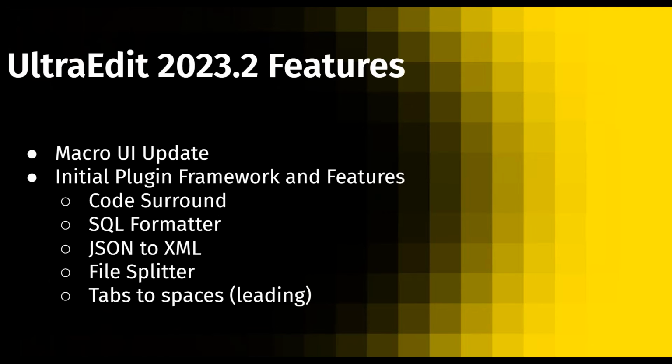So talking about 2023.2. First up, we have our macro UI update. The macro capabilities in Ultraedit have been there for a very long time, and the interface hasn't really changed at all, and it has worked for our users, but we felt that we could consolidate the user interface, kind of bring it together so there's not quite so many steps, quite so many dialogues that you have to look at. We'll see that in just a moment, but that was the main impetus behind that UI update, was just to simplify it for our users.